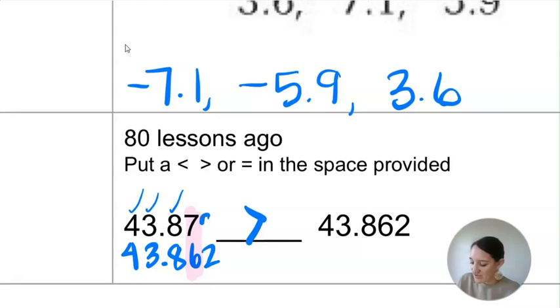Okay, the other thing we could do is put a 0. We could say, well, 70 is bigger than 62. So either way you look at that, the 43 and 8700ths is bigger.